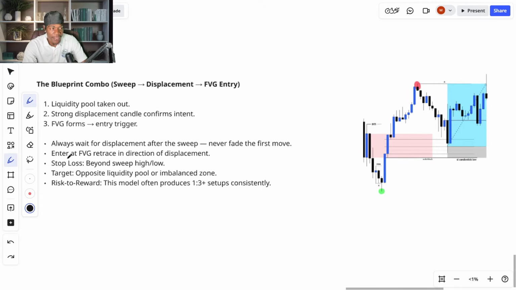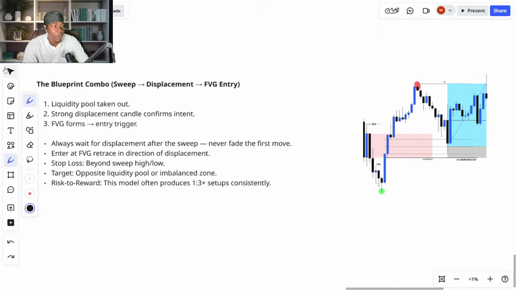Your entry is at the fair value gap retrace in the direction of the displacement, and your stop loss is beyond the sweep highs or the sweep lows, and target the opposite liquidity pool or imbalance zones. The risk to reward for this model is usually 1:2, 1:3, or 1:2, right? But me personally, I always target the recent highs.